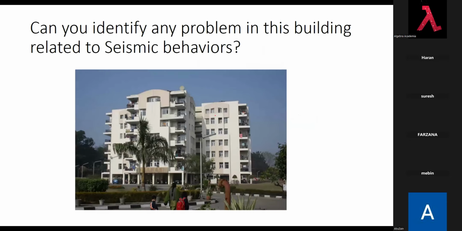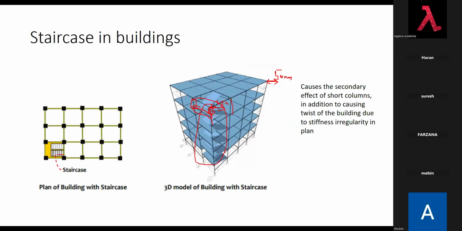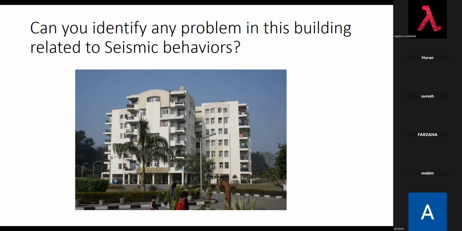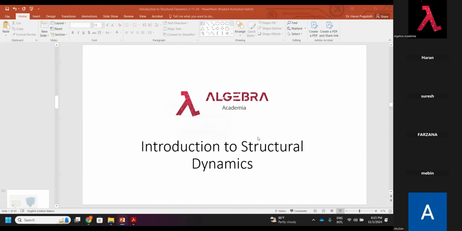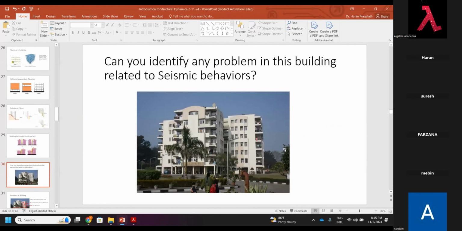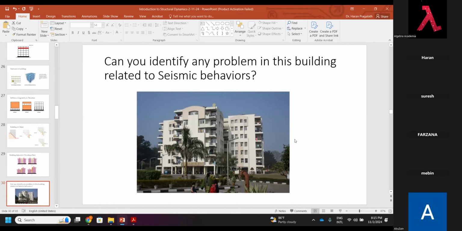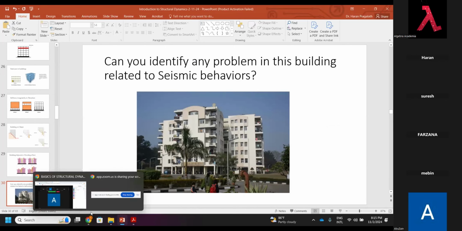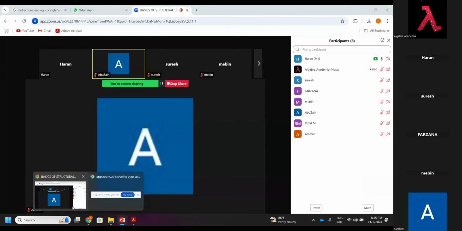Now I have a question for you all. This is a building now. Do you find any problem in this building? Can you say something? Anyone? Are you following me?